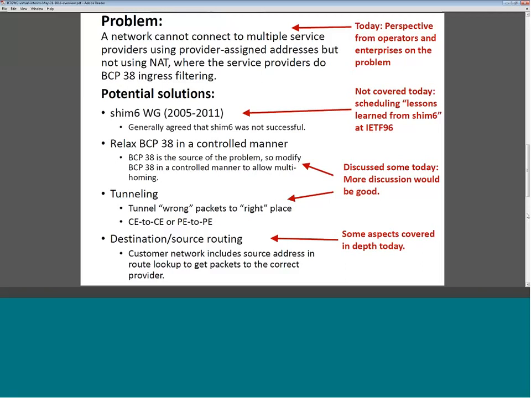routing, where the customer network includes the source address and the route lookup to get packets to the correct provider. So we're covering some aspects of this in quite a lot of depth today, but I just wanted to sort of lay out that we should spread our focus a bit initially in looking at different potential solutions before jumping to the destination source routing solution, I would say.